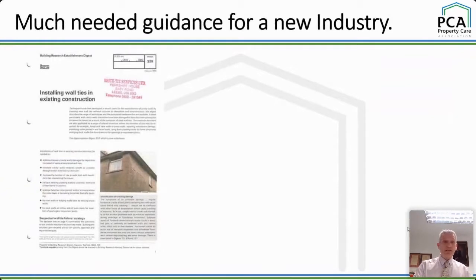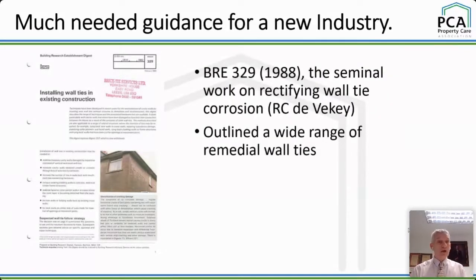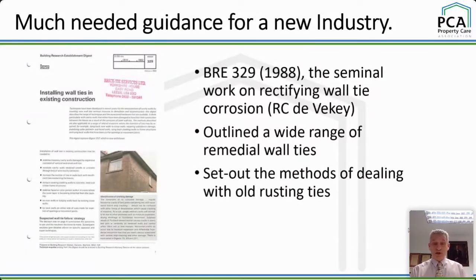So back in 1988, having been in the industry two or three years, I got a copy of BRE 329, issued in 88, and at last we had some guidance. That guidance was great for us because at last we had, from Dr. DeBeeke, who wrote it, an outline of a range of wall ties we could use. It set out methods of dealing with rusty ties, because there are all sorts of things. You can take them out if they're rusty, you can isolate them, which I'll explain, you can grind them out, and there's cropping back. There's all sorts of things.